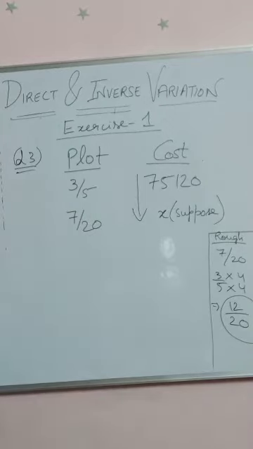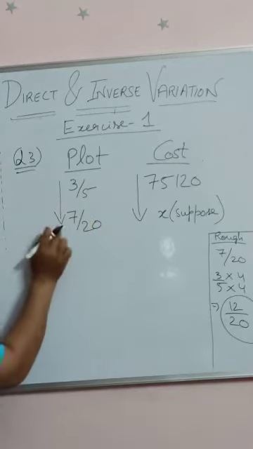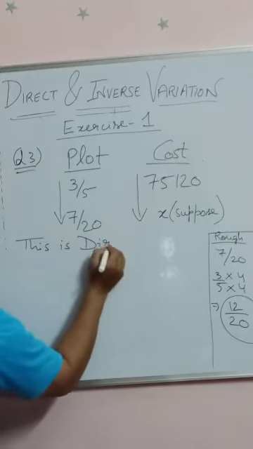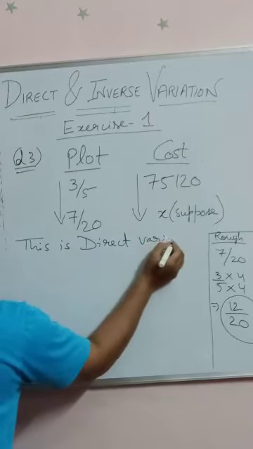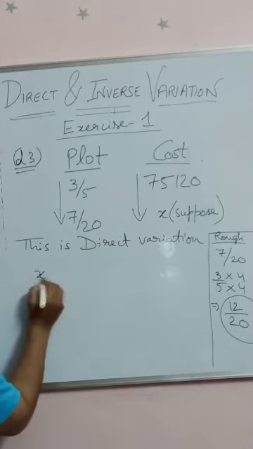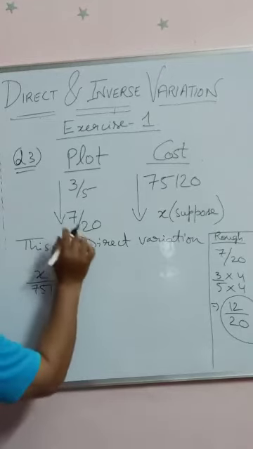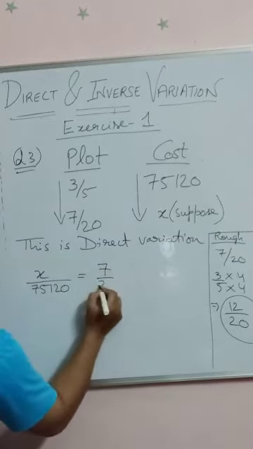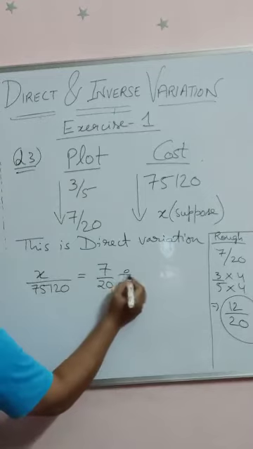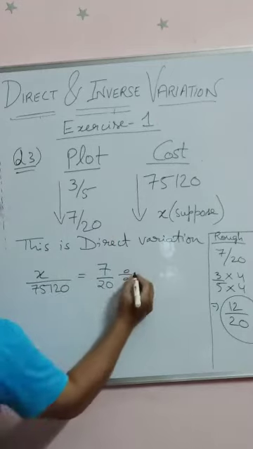So what sort of variation is this? This is again direct variation. So I am going to put the arrow in the same direction. I am going to write this as direct variation. The next step, to frame the equation, always start from the unknown side. So it is x upon 75120 equal to, the numerator will be the arrowhead, so it is 7 by 20 upon the tail, that is the denominator. Now upon means division, so in place of writing upon, because it is already a fraction, I am writing division. So what will come in here? It will be 3 upon 5.